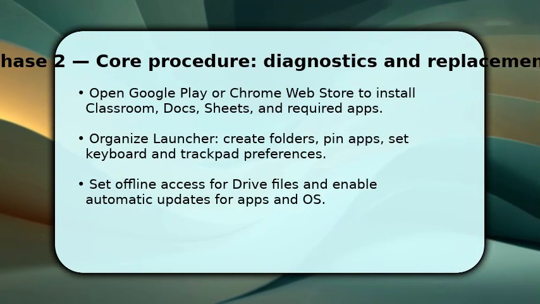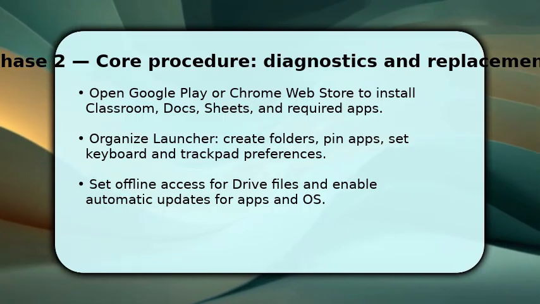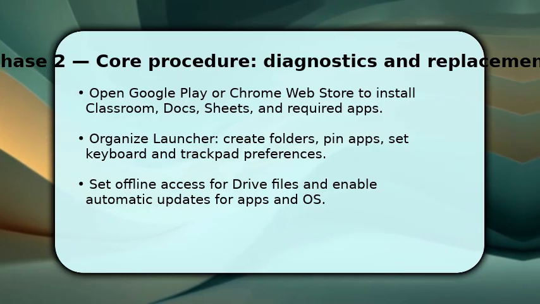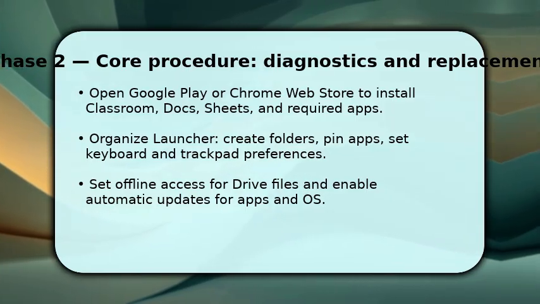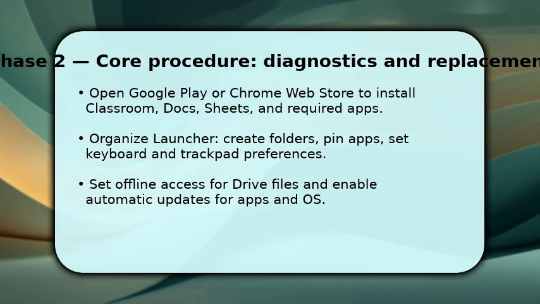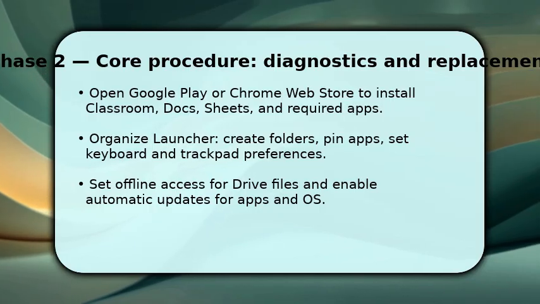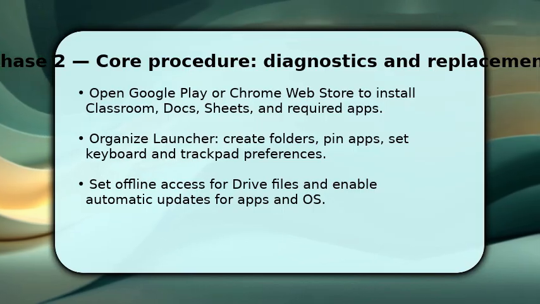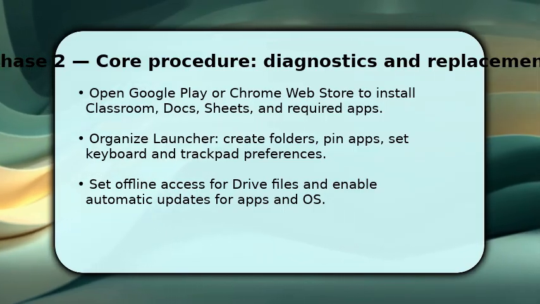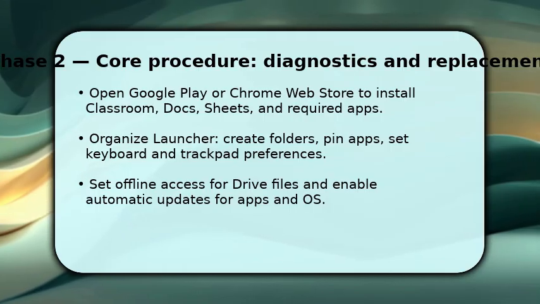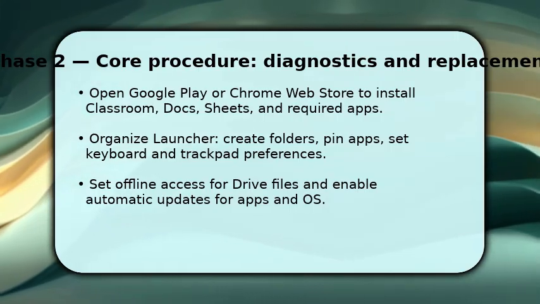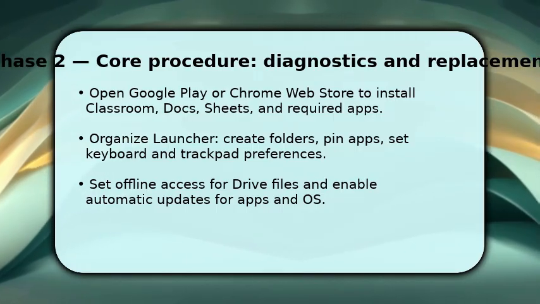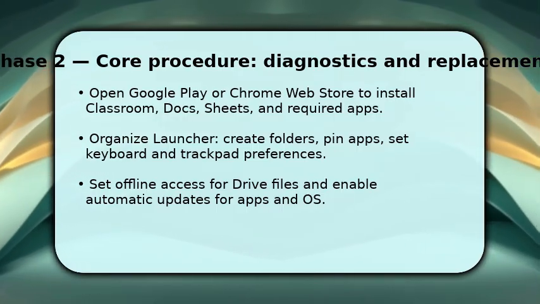Next, you install and configure the tools you need. Use Google Play or the Chrome Web Store to add Classroom, Docs, Sheets, and any school-provided apps. Install only required extensions to keep things fast. Once done, organize the launcher. Create folders, pin your top apps, and arrange shortcuts so your workflow is instant. Make sure to enable offline access for critical Drive files and set automatic updates for apps and the OS. That way you avoid interruptions during class and keep performance smooth.